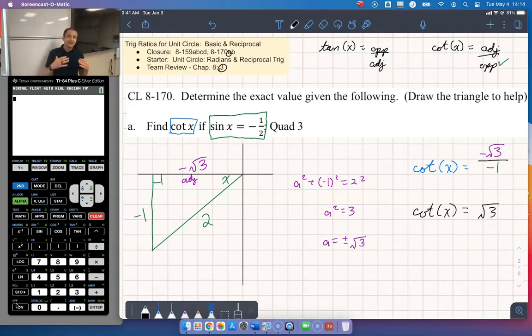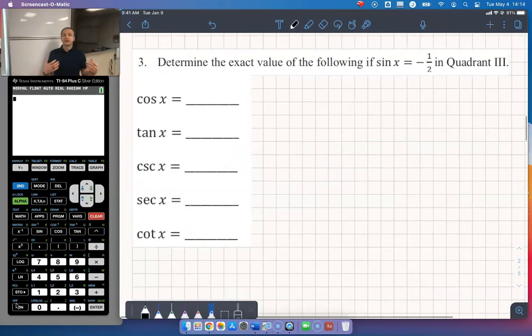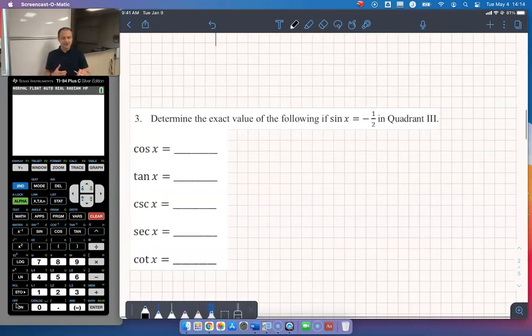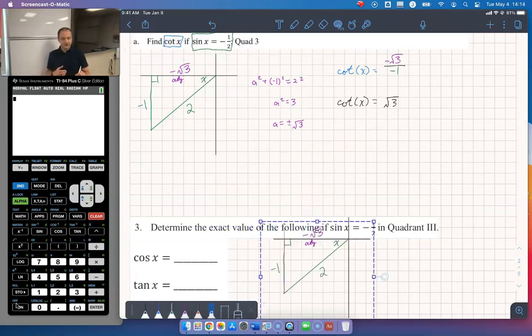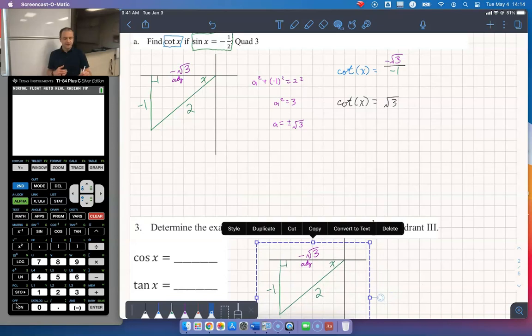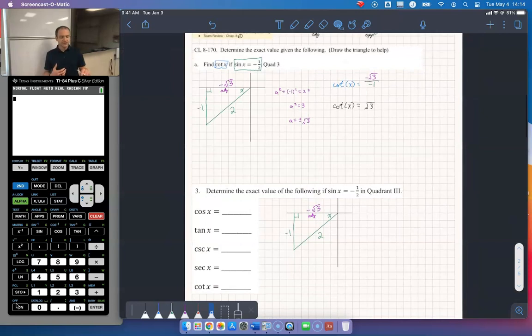The big thing with this is draw the triangle. I know negative 1/2 is in the unit circle, and you might be able to do it that way, which is awesome. However, there are a lot of ones that are not going to be in the unit circle, and we're going to have to draw it out and do our right triangle trig. So this is from your team review, number 3. Notice it's set up the same way, so I don't have to do all the work. I'll copy what I had for the other one, because I'm told the sine of x is negative 1/2 and I am in quadrant 3.